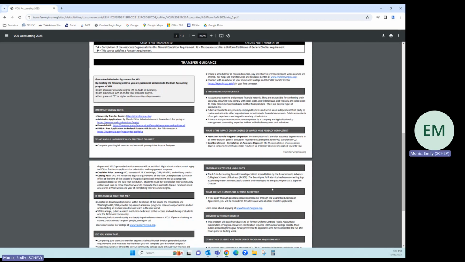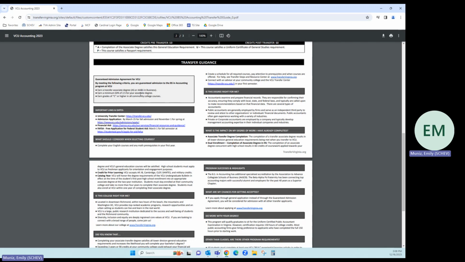This is the transfer guidance section. Again, this is based on a template, so all of the transfer guides will have this information. The box here is the guaranteed admission agreement information. You are still welcome to take students to the actual guaranteed admission agreement and read through it with them if you would like. But now we have really just put the information that the student needs to know to meet the guarantee. So completing the transfer associate degree, the minimum GPA, and then of course VCU is indicating that they want grades of C or higher for all the community college courses.